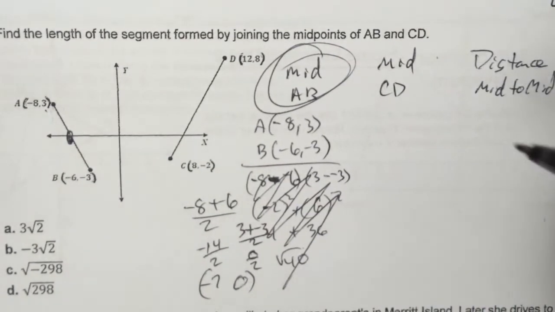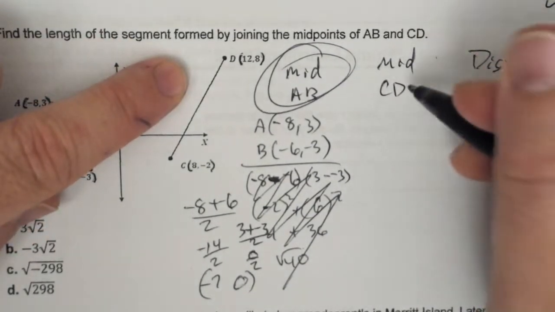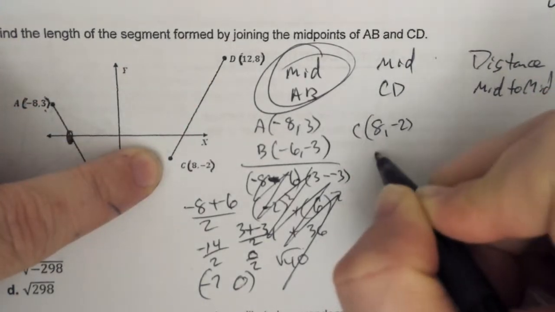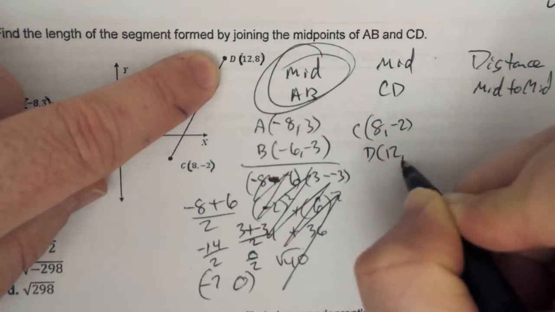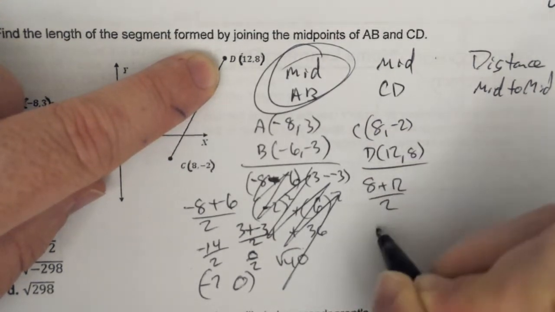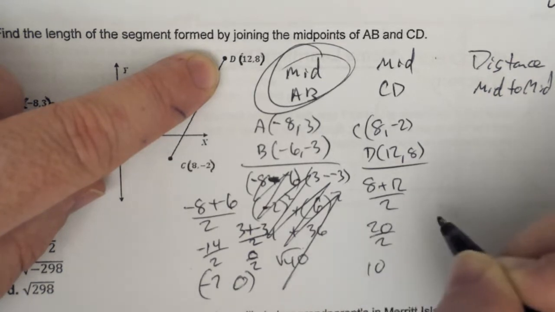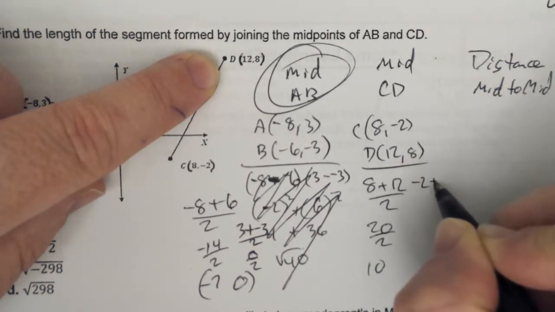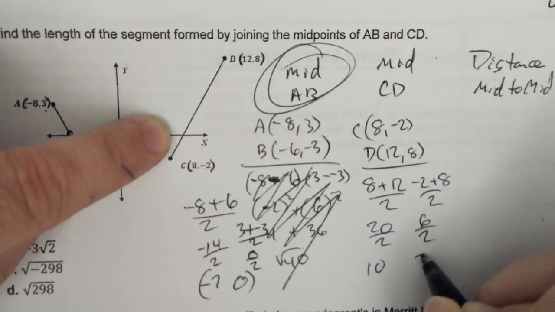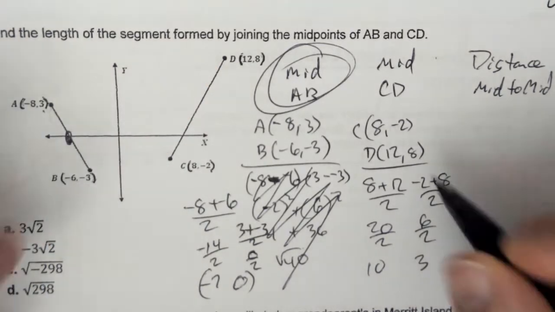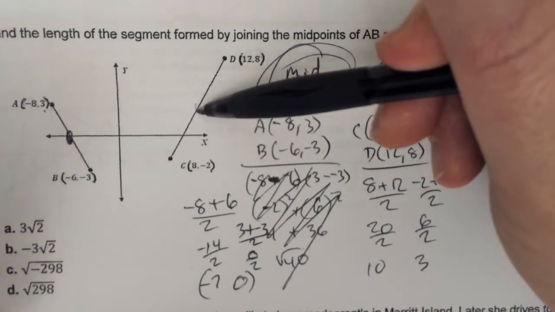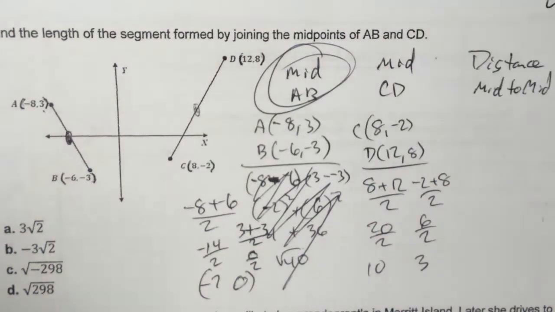All right, let's try again for this other one, midpoint. So C was at 8, -2, and D was at 12, 8. Add them together, divide by 2. So 8 plus 12 over 2, 20 over 2, which is 10. -2 plus 8 over 2, that's 6 over 2, which is 3. All right, so about 10, 3. Yeah, that feels about right, roughly, right?